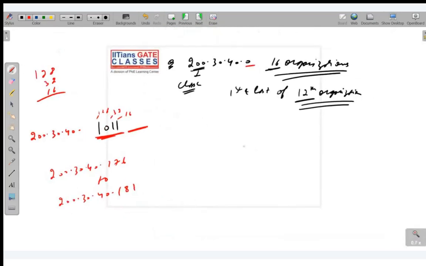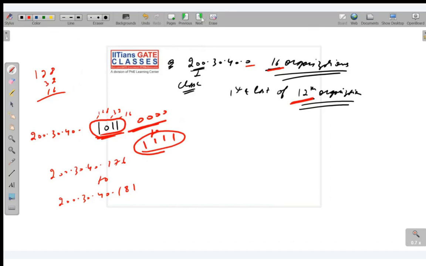Any doubt? Last won't be 255, sir? No, 12th organization, right? It is not the last we are talking about. Actually 16 organizations, so 4 bits we have borrowed. So now the last 4 bits are left out. So you will take 4 zeros to 4 ones. So 4 ones means 15. So simply add 15 to 176. You will get the answer. Any doubt? No, sir.